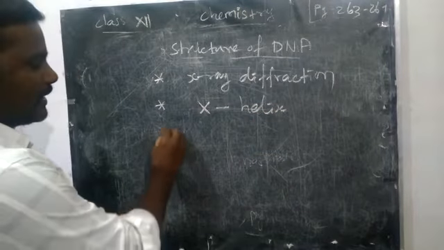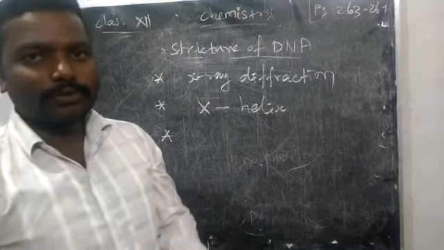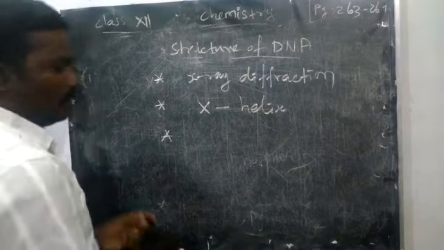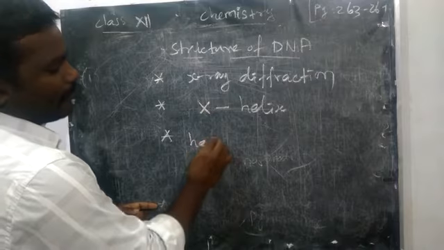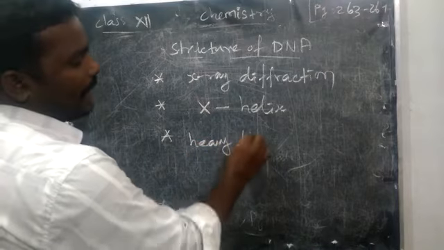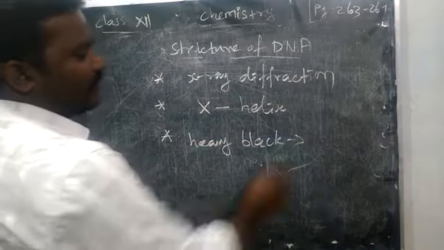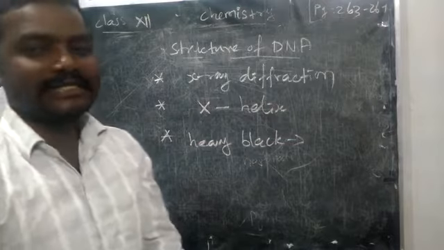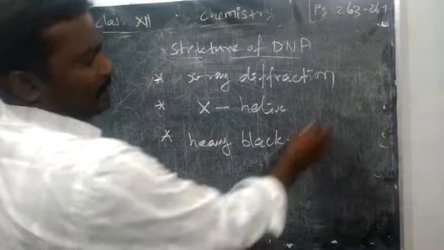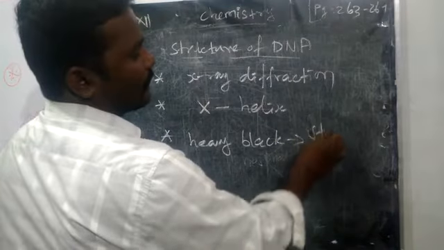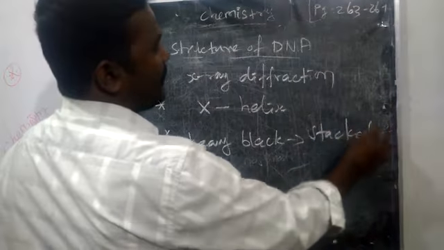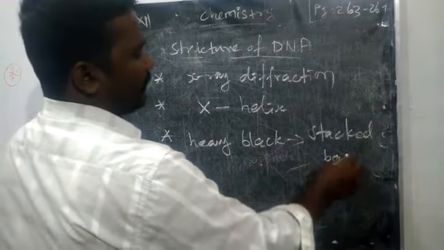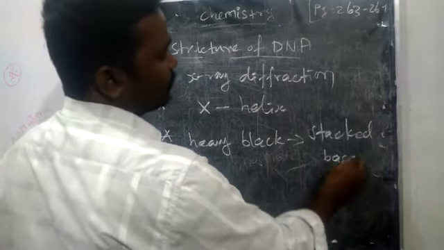And also in that pattern they could see the bottom and top with a heavy black shadow. That heavy black shadow is because we have so many bases used to make this DNA, and those staggered bases are what show the heavy black shadows.